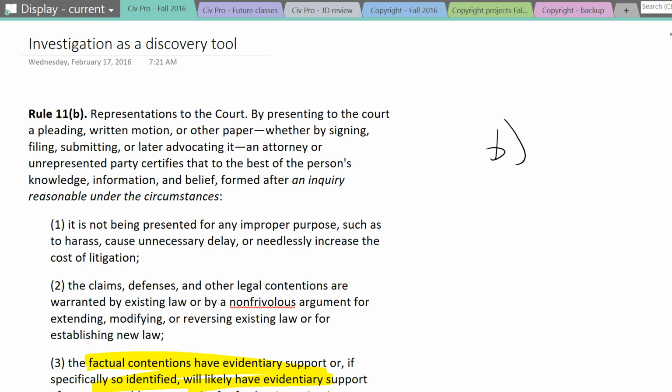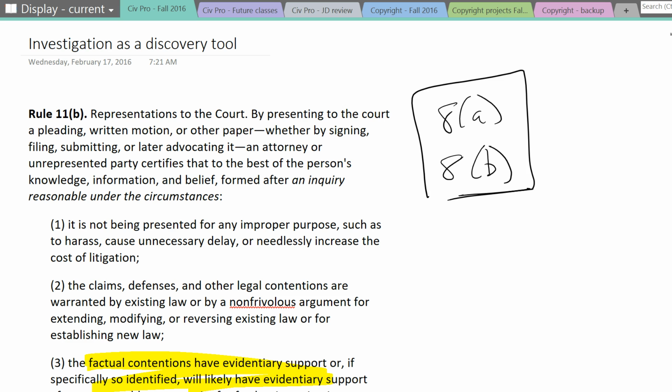You may think, well, if discovery doesn't start until after there's been a 16(b) conference, somewhat later in the litigation, then how do the parties get the information they need to file the complaint under Rule 8(a) and to answer under 8(b)? And the answer there is you engage in investigation.